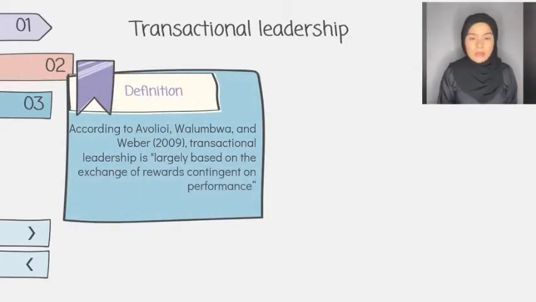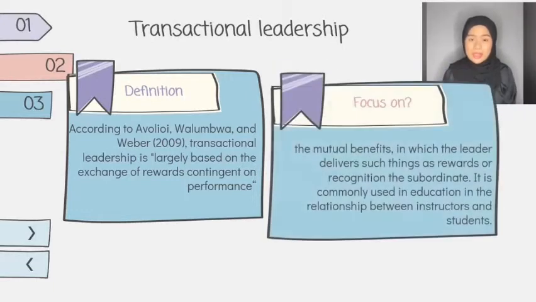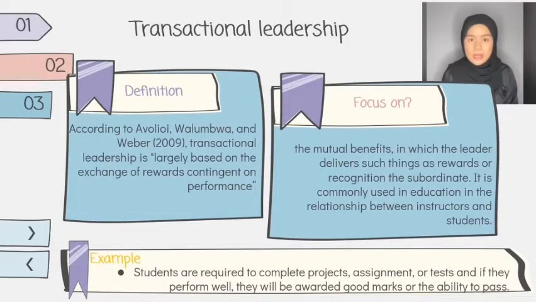So according to Avolio, Walumbwa, and Weber 2009, transactional leadership is largely based on the exchange of rewards contingent on the performance. So what does it focus on then? It focuses on the mutual benefits, in which the leader delivers such things as rewards or recognitions to the subordinates. It is commonly used between instructors and also students. For example, students are required to complete projects, assignments, or tests, and if they perform well, they will be awarded good marks or the ability to pass.